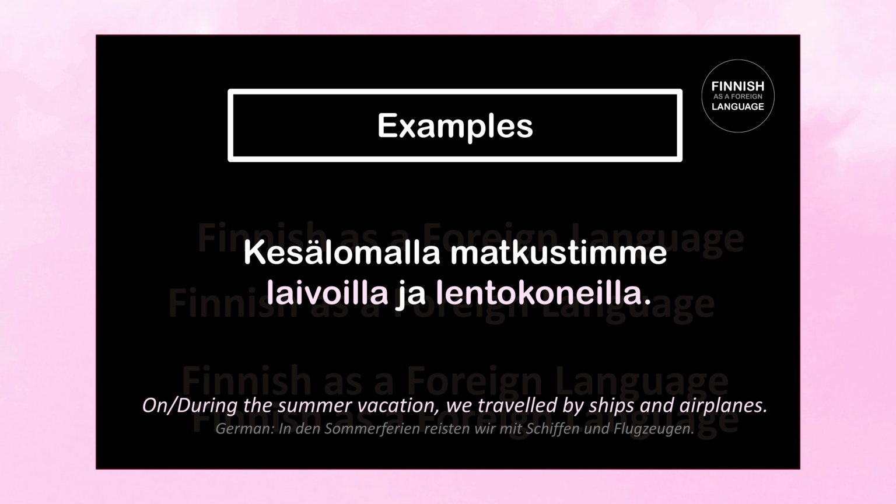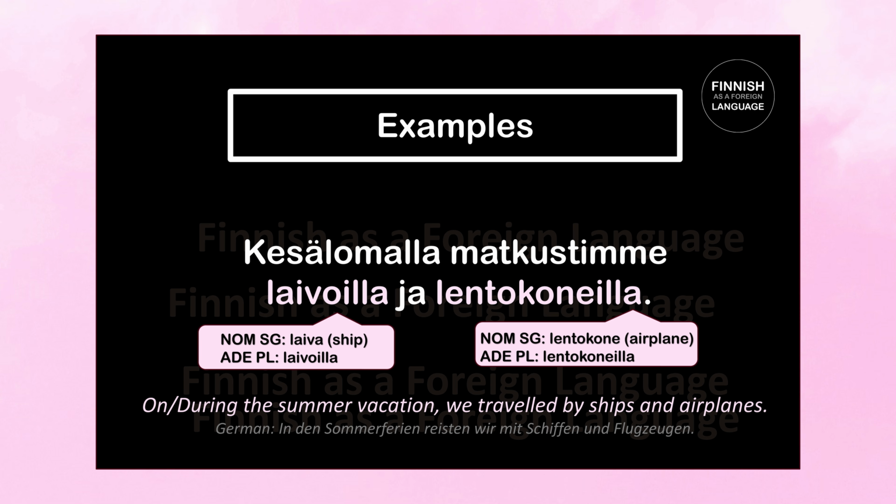Let's go step by step. Kesälomalla means on summer vacation. Matkustimme means we traveled. It's the first person plural past tense of the verb matkustaa, which means to travel. Laivoilla means by ships. It's the adjective plural of laiva, which means ship. Ja means and lentokoneilla means by airplanes. Here we have again the adjective plural of lentokone, which means airplane. Remember, if we want to express the means of transport we used, then we use the adjective case.